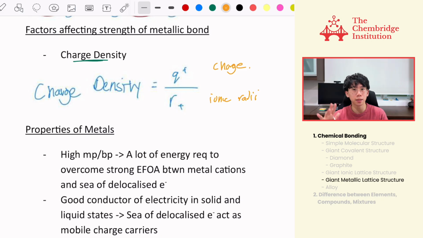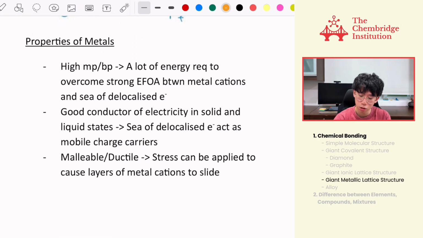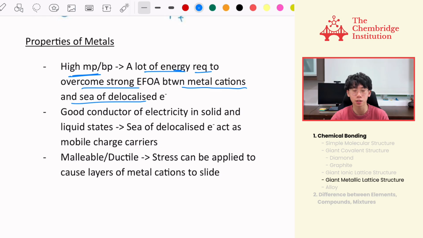Next, let's look at some of the properties of metals. Our metals tend to have high melting point and boiling point because a lot of energy is required to overcome the strong electrostatic forces of attraction between the metal cations and the sea of delocalized electrons. As you can see, there's kind of a pattern here where things with electrostatic forces of attraction tend to have high melting point and boiling point.